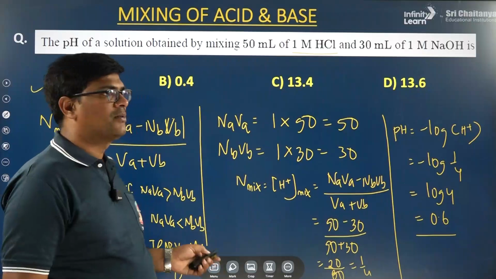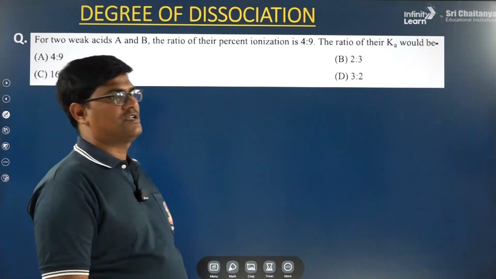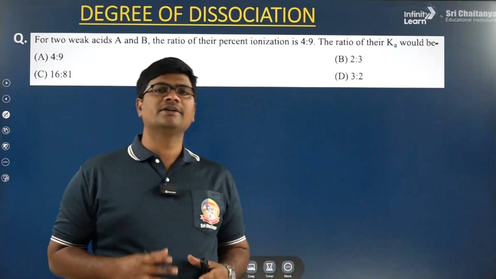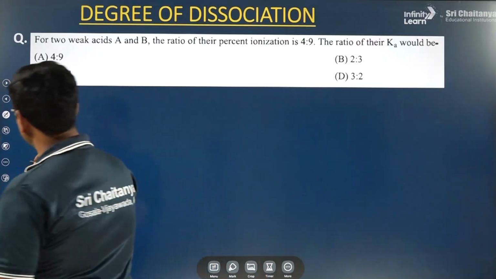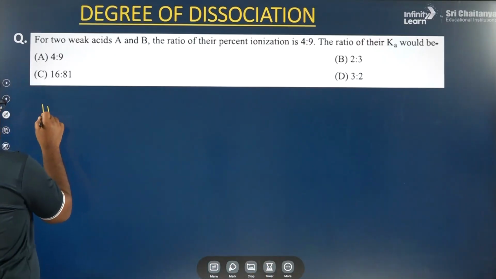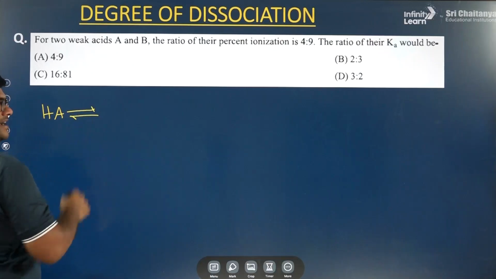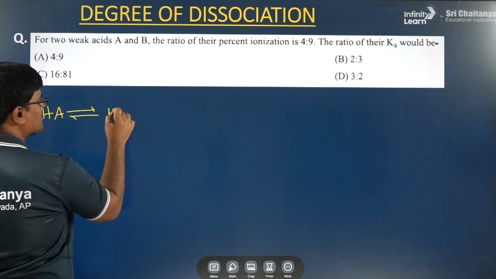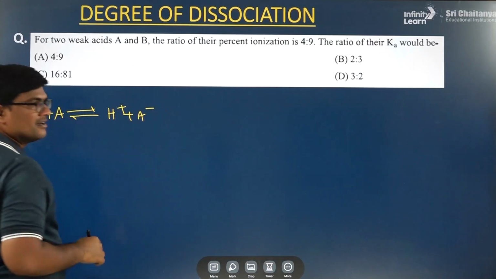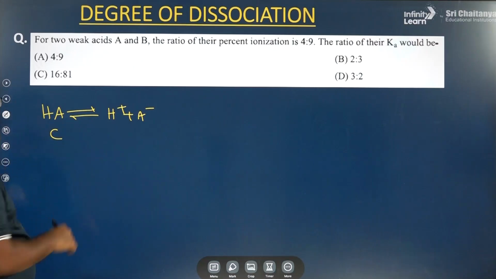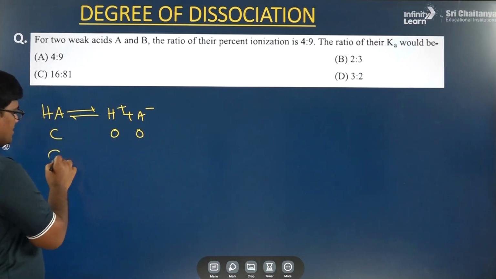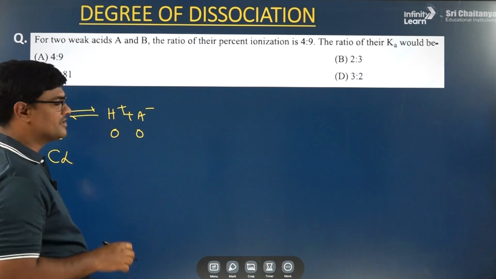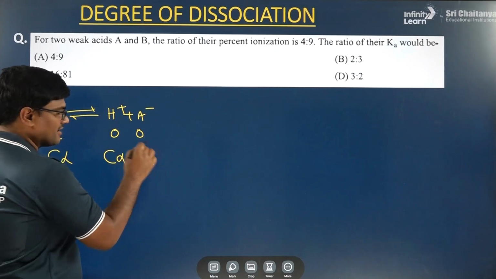Let us go for the next problem. The degree of dissociation. This problem is related to the degree of dissociation. So, you know the Arrhenius equation and Ostwald's dilution law. Suppose a weak acid HA is dissociating to give H plus and A minus. Let us take initially the concentration of acid as C and the products 0, 0. Let us take C alpha as dissociated. Then what is produced? C alpha and C alpha.